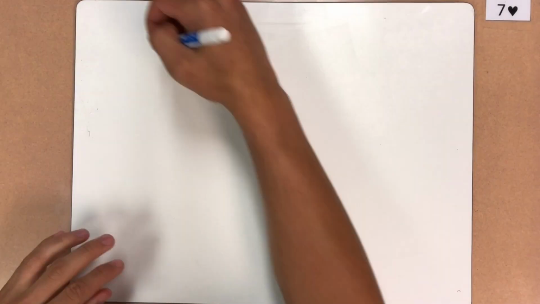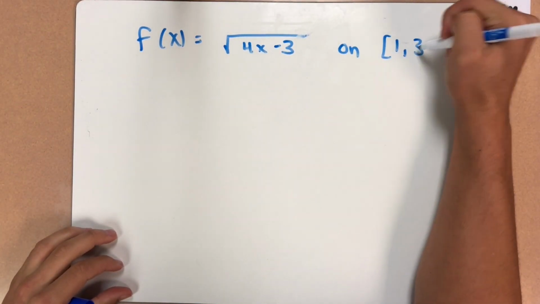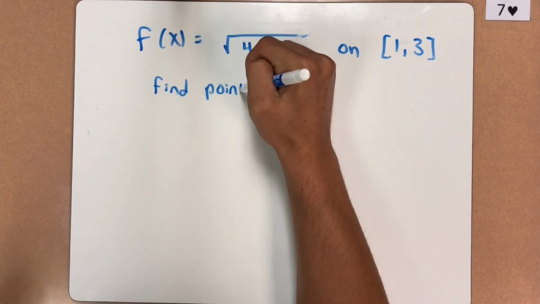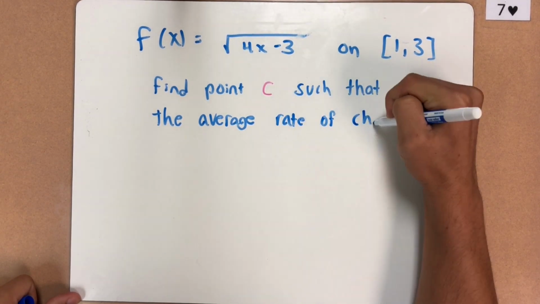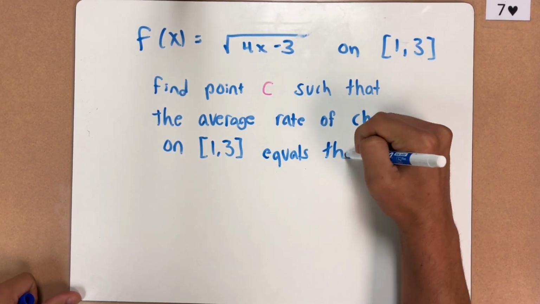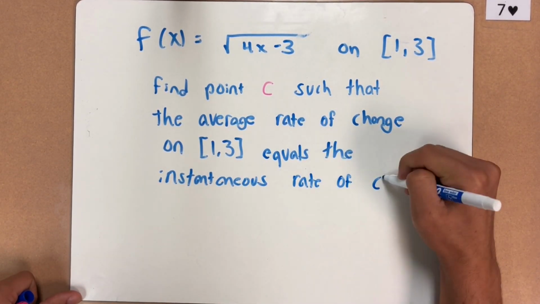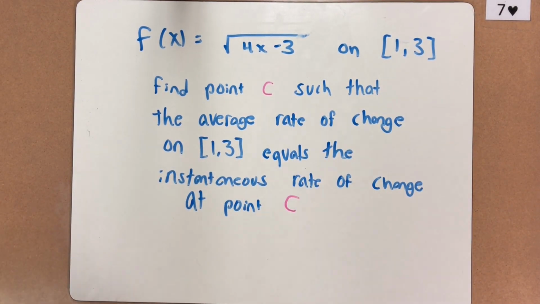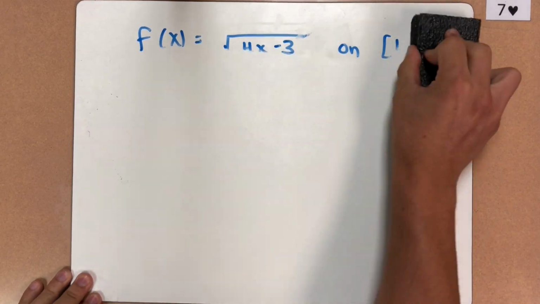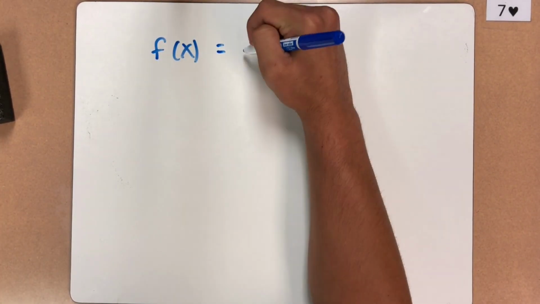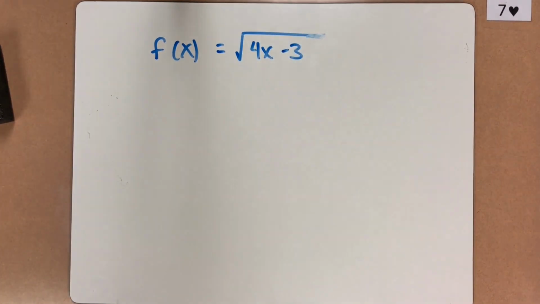For this problem, we are given that f of x is equal to the square root of 4x minus 3 on the interval 1 to 3. We need to find a point c such that the average rate of change on 1 to 3 is equal to the instantaneous rate of change at c. This requires the mean value theorem, which, if applicable, guarantees at least one point c within the bounds a to b, or in this case, 1 to 3.